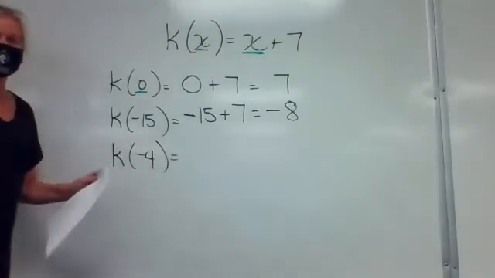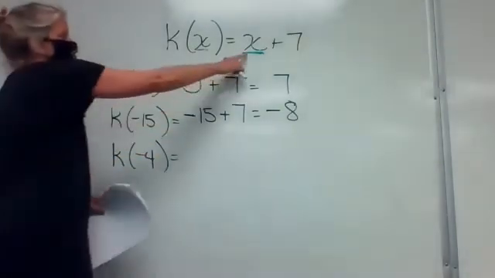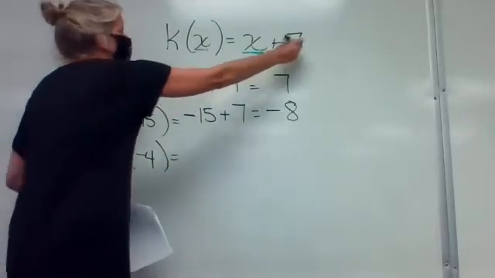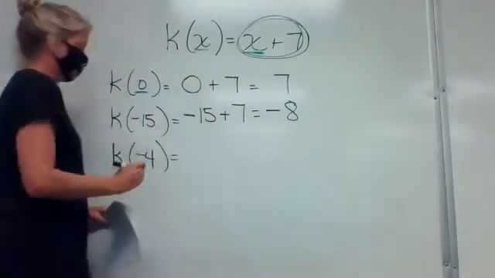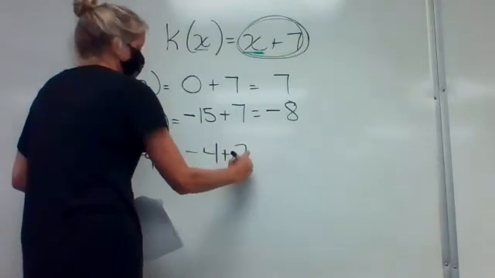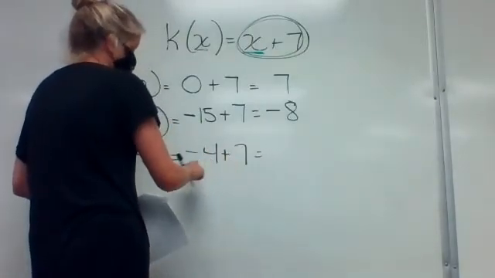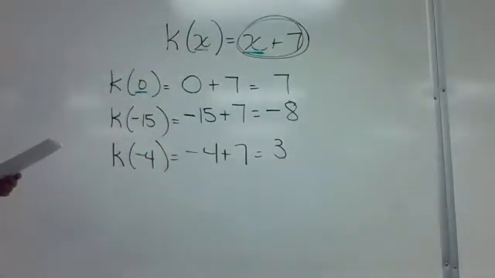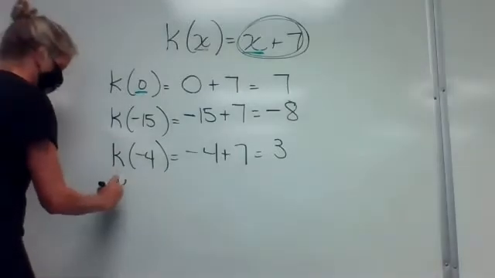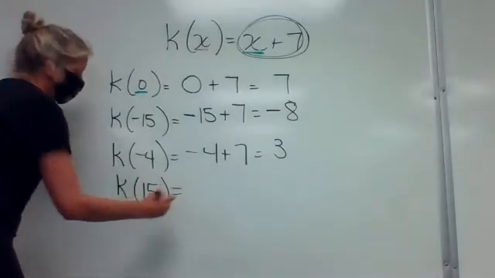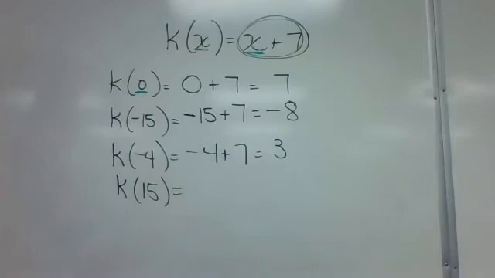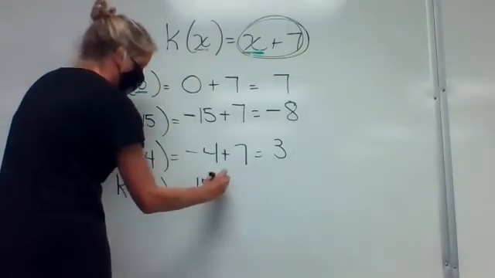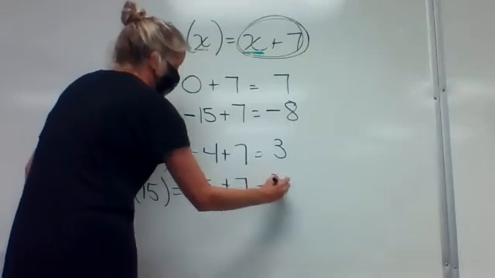Next one says, what's K of negative 4? So do you see what's happening? You're just replacing the X over and over and over again with whatever's in the parentheses, all in this same situation. So negative 4 plus 7. Again, if you don't like to do that, just punch it in. Negative 4 plus 7 is 3. Okay, a positive 15. Replacing the x this time with positive 15 plus 7 gives me 22.